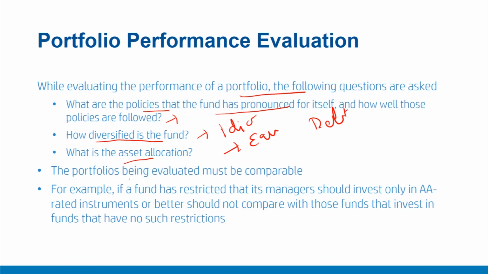Therefore, the portfolios that are being evaluated must be comparable with each other in terms of their risk profile. For example, if a fund has restricted its managers that they should invest only in AA minus or AA and above kind of category rated instruments, then they should not be comparing the returns from these assets with those funds that can invest in lower rated instruments such as BB or single B.